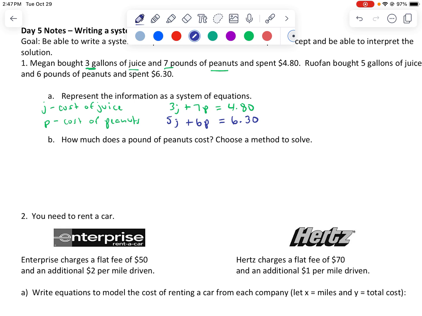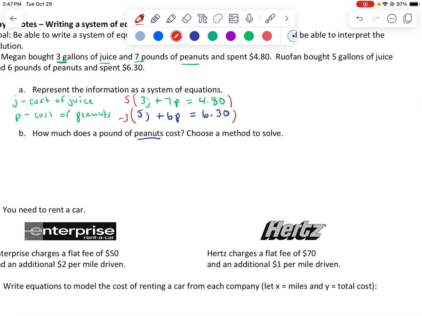Remember, when we eliminate, we need a variable to go away. So I am going to eliminate the J's because I'm trying to solve for peanuts. So I want P left in my equation. I'm going to multiply the top equation by 5 and the bottom equation by -3. Remember, one has to be positive and one has to be negative. We want to distribute to every piece. So I'm going to have 15J plus 35P equals 24.